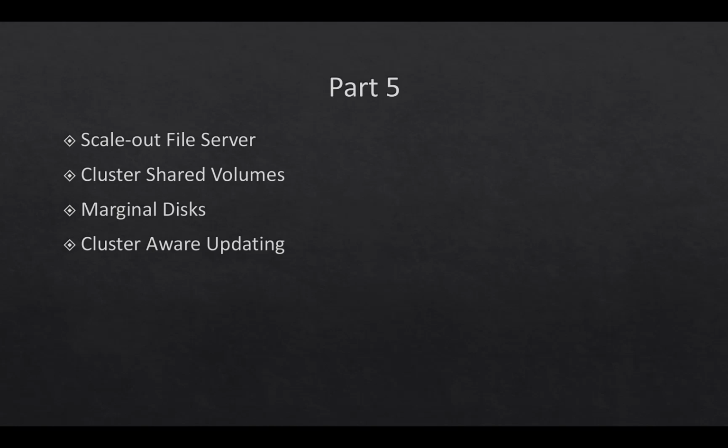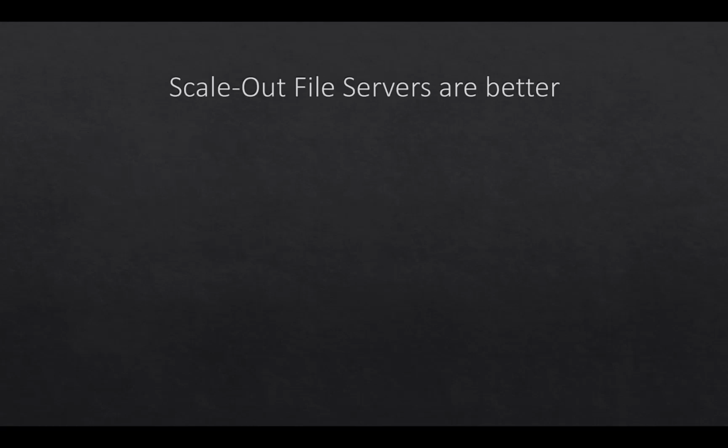In part 5, we're going to talk about some of the new scale-out file server enhancements, what we did with cluster shared volumes, marginal disk detection, which is new for 2019, and some of the new features with cluster aware updating. First thing we want to talk about is scale-out file servers and how we made them better.